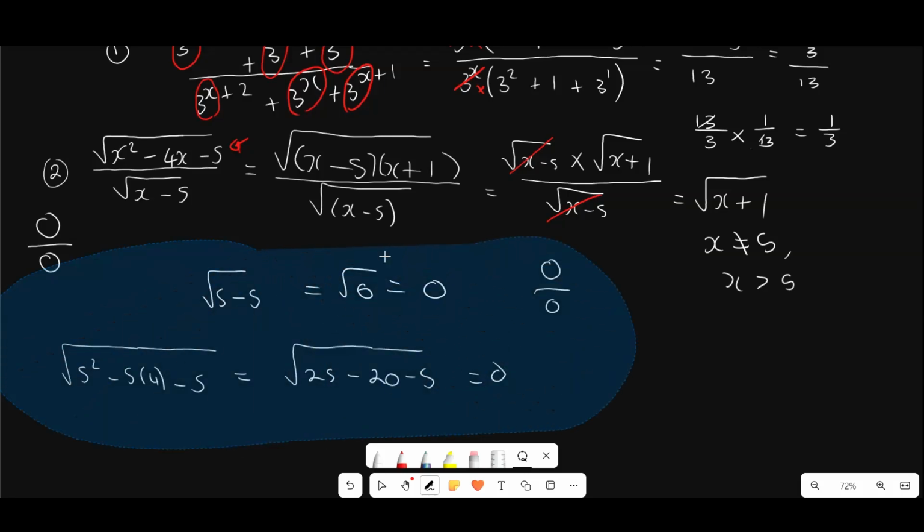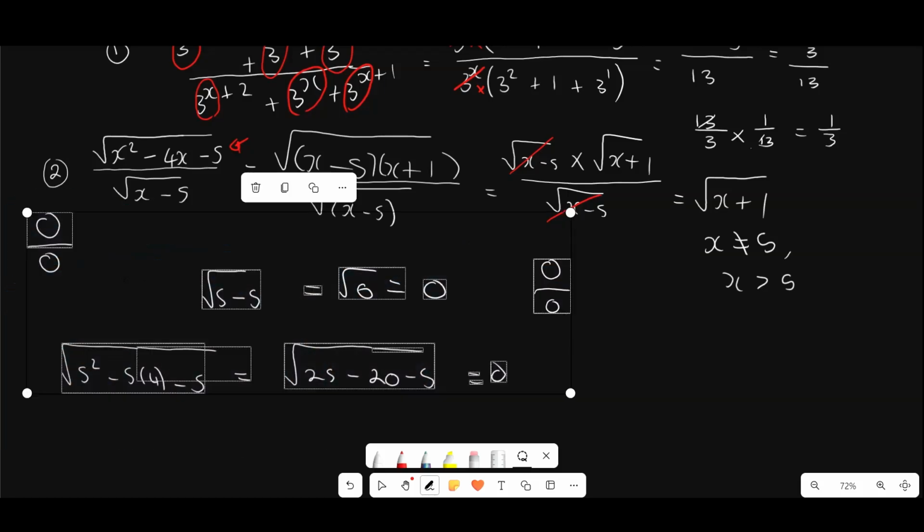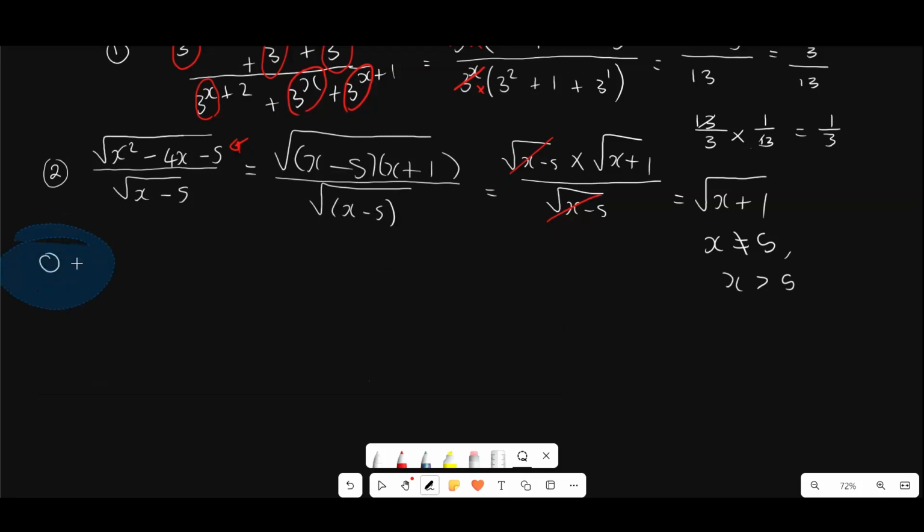Right? So make sure that you note that one there. My final answer in that case will be x plus 1. Okay, let us look at number 3. Let's look at the last one here.